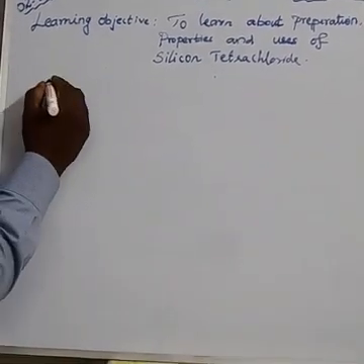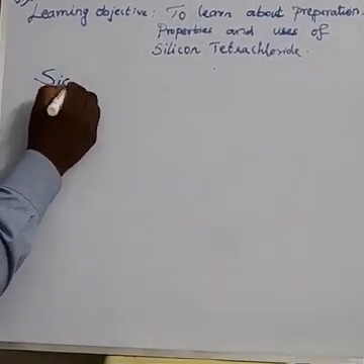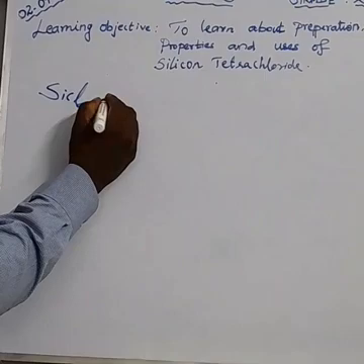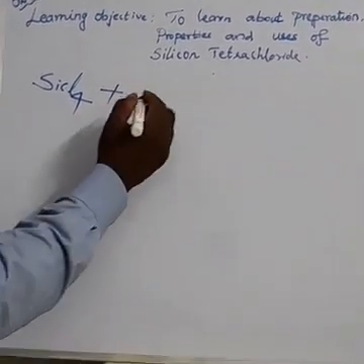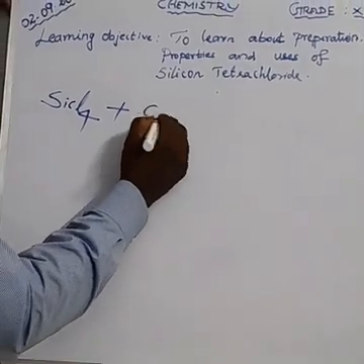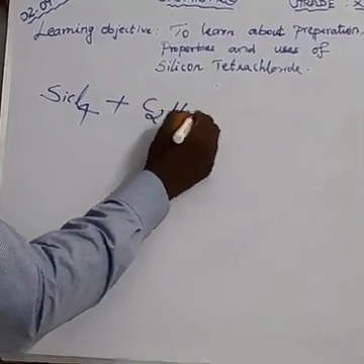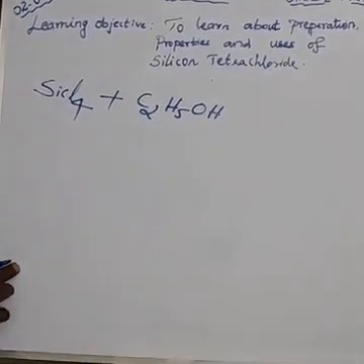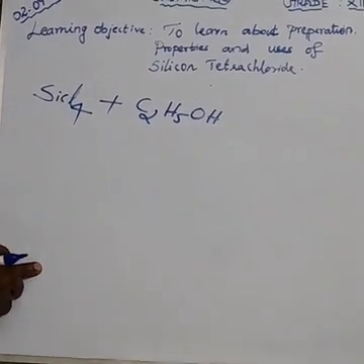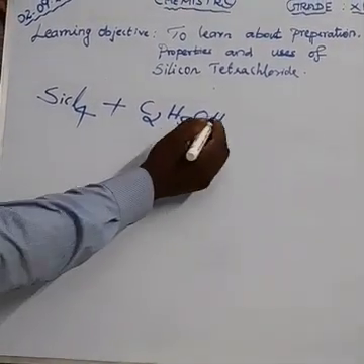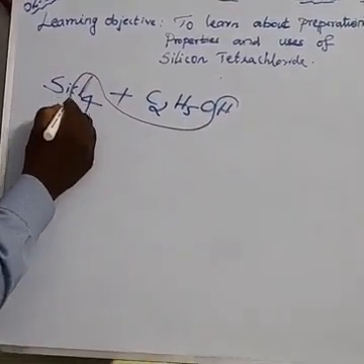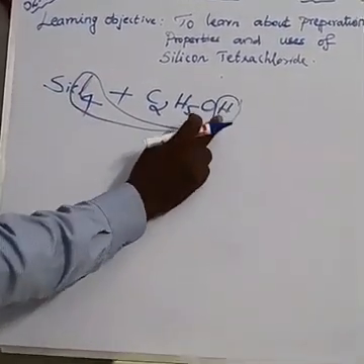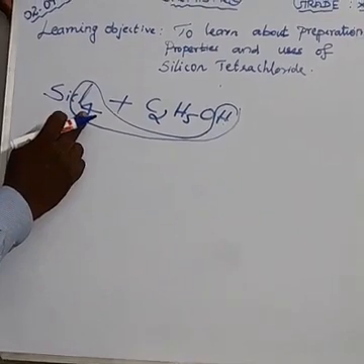Reaction of silicon tetrachloride with alcohols. Silicon tetrachloride reacts with the alcohol, say ethyl alcohol. What is the formula for ethyl alcohol? C2H5OH. What's the product we get? The hydrogen combines with the chlorine to form HCl.